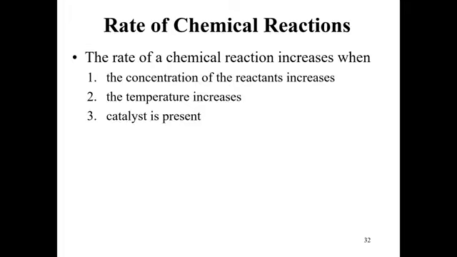Next, we have rate of chemical reactions. The rate of chemical reaction increases when the concentration of the reactants increases, the temperature increases, or a catalyst is present. For example, when the concentration of reactants increases, the more reactants you have, the faster your reaction will go because it has a better chance of reactants reacting with each other or colliding in your solution.